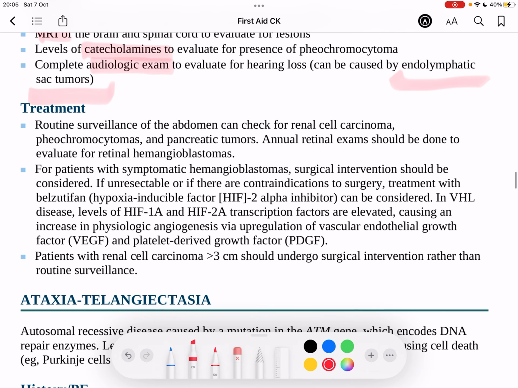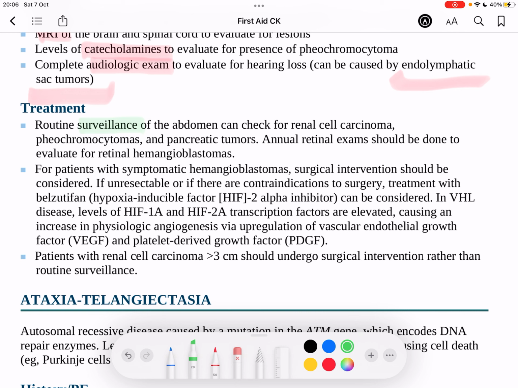And then in terms of treatment, we need to be doing surveillance, that's the main thing. Again, there is very little treatment or cure of von Hippel-Lindau. We need to be doing surveillance and a couple of therapies to help limit the disease.